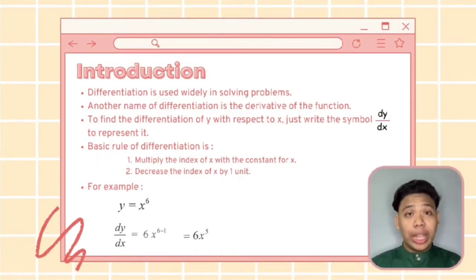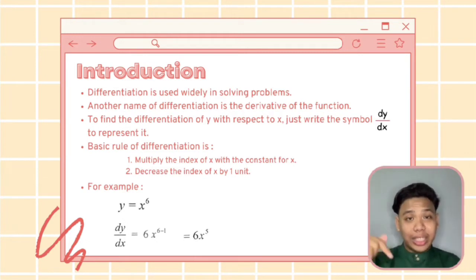So, today I will start the presentation with the meaning of differentiation in calculus. As we know, differentiation is used in solving problems. Differentiation, also known as the derivative of the function, uses the symbol dy over dx, the differentiation of y with respect to x. The basic rule of differentiation is to multiply by the index of x with the constant for x. Besides, it also decreases the index of x by 1 unit.